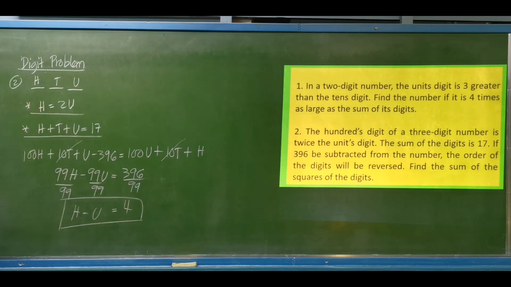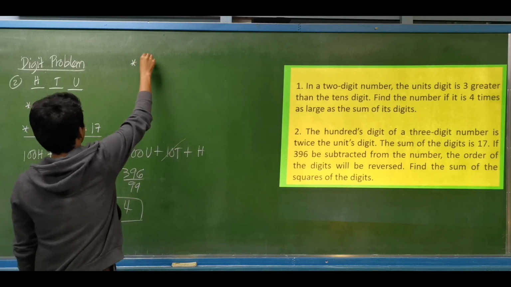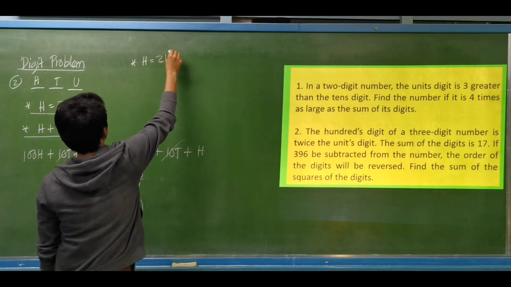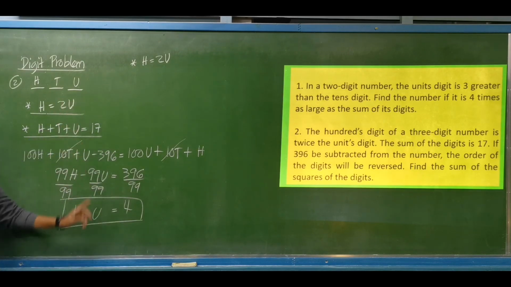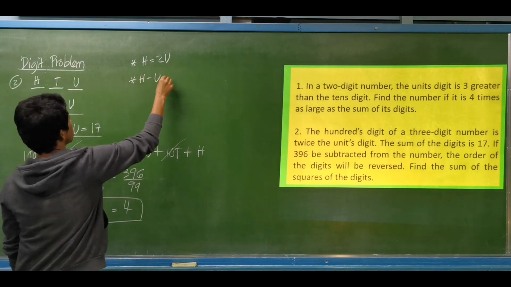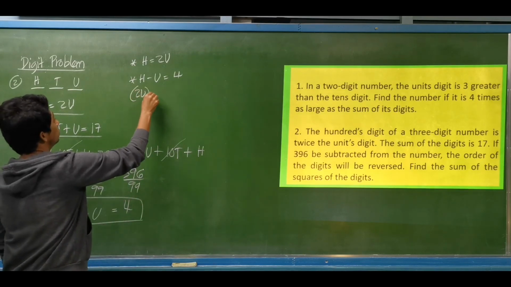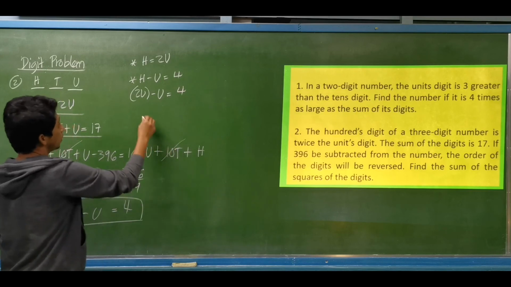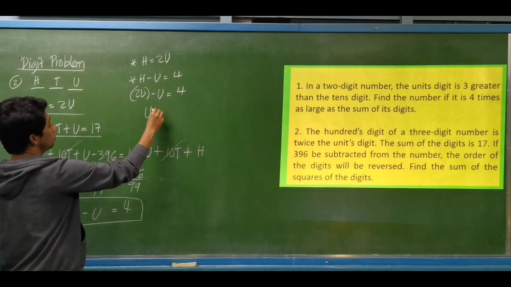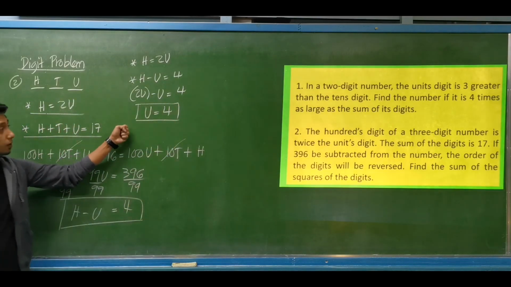As you can see, we have 3 unknowns. So basically we need 3 equations, so we may compute one of the unknowns. From the first equation, we have h is equal to twice of u. We may substitute the value of h into the third equation, h minus u is equal to 4. This is 2 times u minus u is equal to 4. So therefore 2u minus u is u, is equal to 4. So we have the units digit equal to 4.